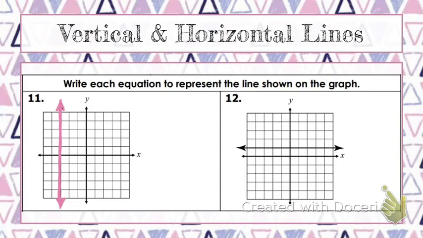So an easy way to look at vertical and horizontal lines is that for number 11, this is a vertical line. This vertical line only crosses the x-axis at negative 3. And no matter what we put in for y, x always equals negative 3. So our formula is just going to be x equals negative 3.